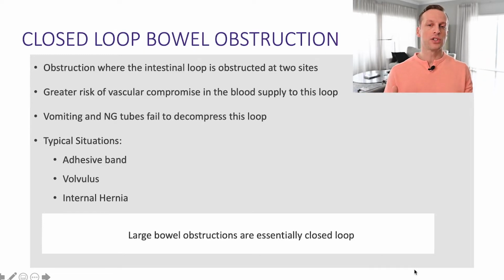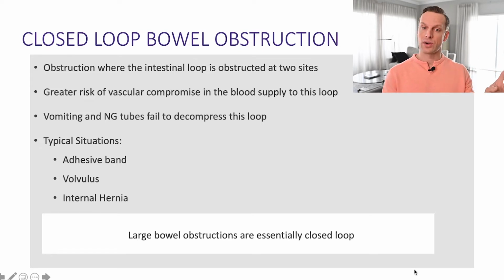The typical situations for a closed loop will be situations where you're dealing with an adhesive band, a volvulus, or internal hernia. Things like strictures or neoplasms are much less likely to cause this closed loop bowel obstruction. And as a concept, it's really important to understand that all large bowel obstructions are essentially closed loop bowel obstructions. The reason for this is that the large bowel cannot effectively be decompressed through the ileocecal valve.